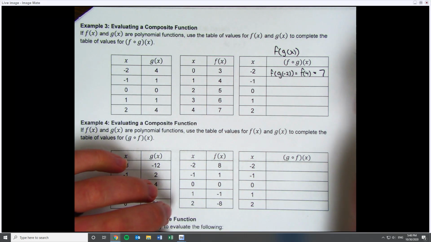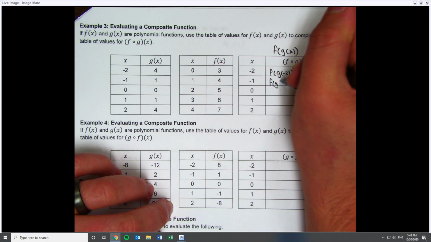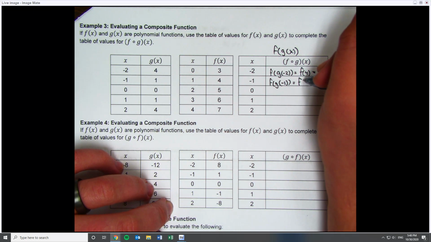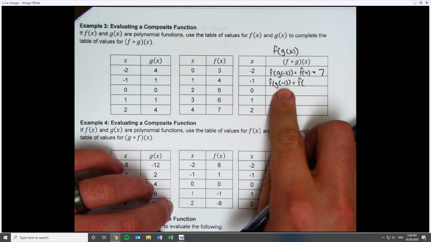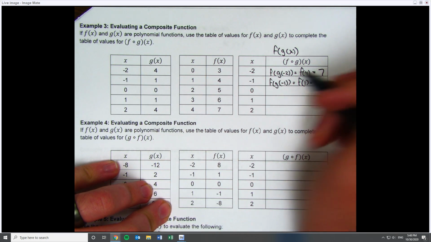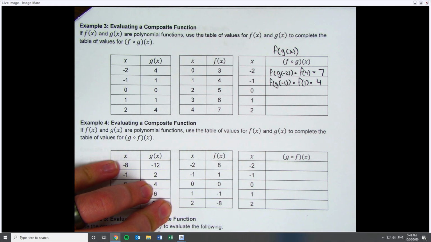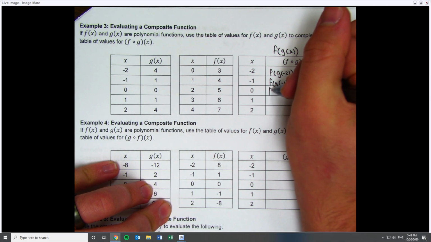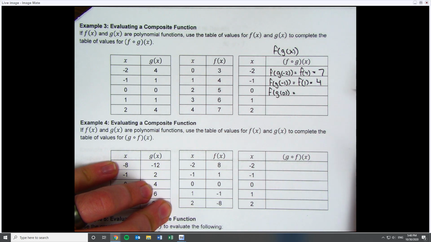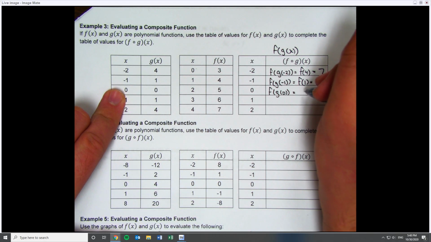Okay, so next one up, I have f of g of negative 1. So I know this is going to be f of something. Looking right here, going to g, I get 1. And then here goes to 4. All done. Now, f of g of 0. Starting at 0 goes to 0, 0 goes to 3.